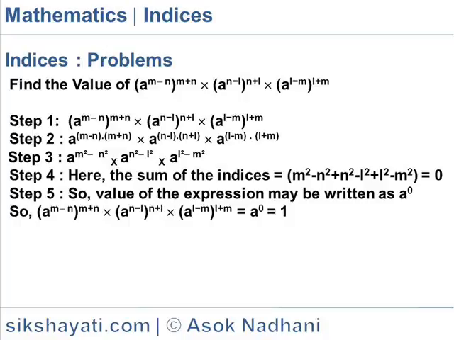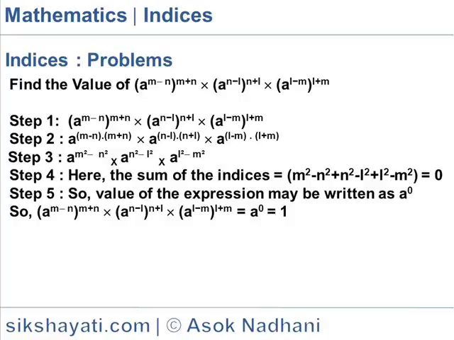Now compute the inside portion of the bracket. So a to the power m by a to the power n is a to the power m minus n. So you get the first part a to the power m minus n, to the power m plus n. Similarly, the middle part a to the power n by a to the power l you can write as a to the power n minus l, to the power n plus l. And the last part, in the same way, a to the power l by a to the power m is a to the power l minus m, to the power l plus m.